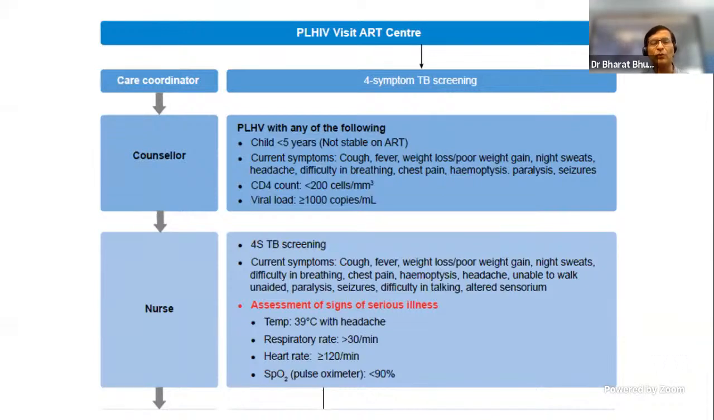But we don't do a baseline viral load. This viral load indication is for those who are returning to care after being lost to follow-up or after stopping treatment. Then the nurse will again do this 4S TB screening and symptom screening. This has to be done at all stages. And then the nurse has to assess, because the counselor may not be able to assess these things. The nurse has to assess the temperature requirement: if temperature is 39 with headache, respiratory rate is high, more than 30, heart rate is more than 120, or saturation is dropping.